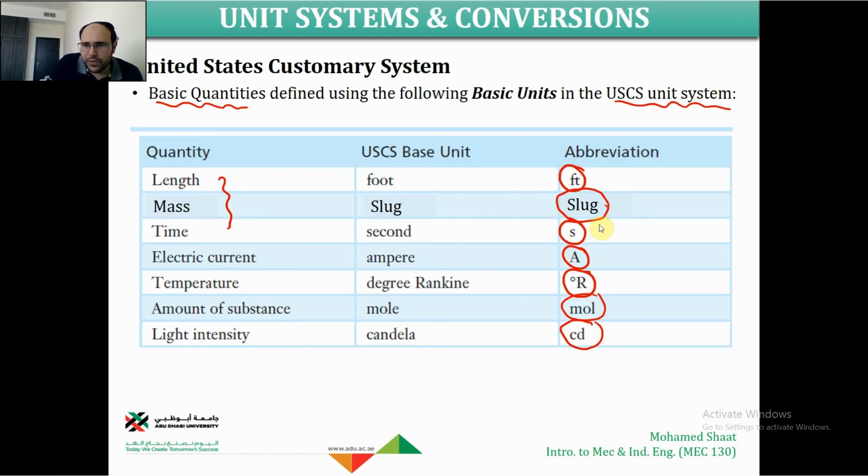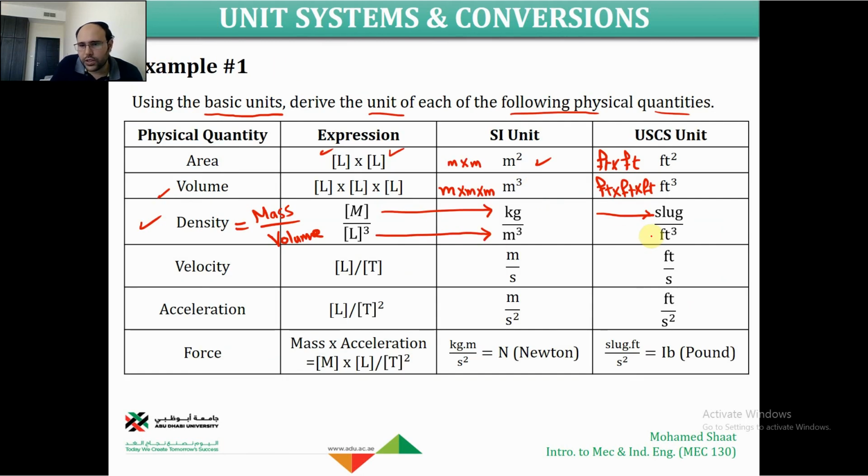How about the length? In the American system, it should be in foot, so it will be foot cubed. So it's going to be slug over foot cubed, which represents the mass over the length cubed, which represents the density. So the basic unit for the density in the American system should be slug over foot cubed.